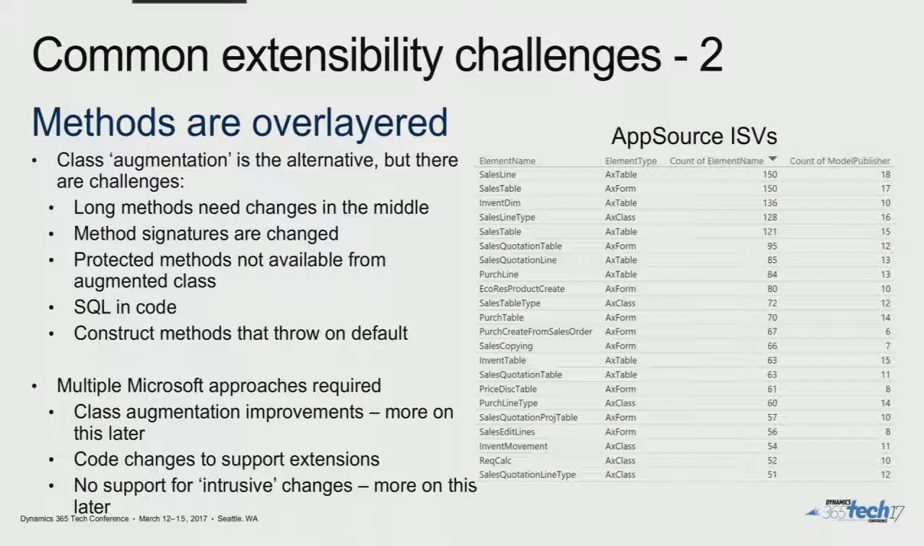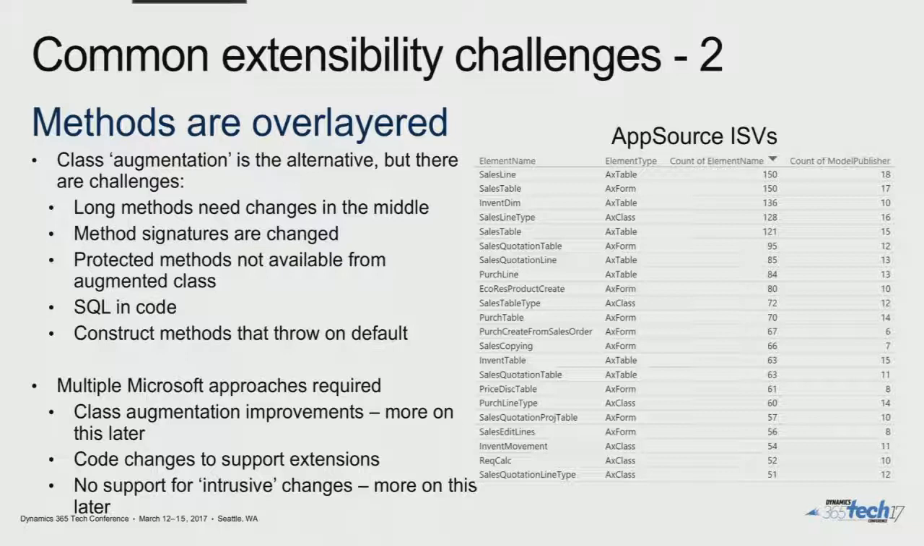So the second challenge is methods. Methods are overlayered for a number of reasons. First one is we have a lot of long methods in the product, multi-hundred lines, littered with switch statements and if statements. And even though we have pre and post events that you can add event handlers to and build extensions, that's not enough, obviously, in a lot of cases. So there are a lot of situations where we're going to have to either refactor those methods into smaller methods where pre and post will make sense, or add delegates at the right place in order to enable that.